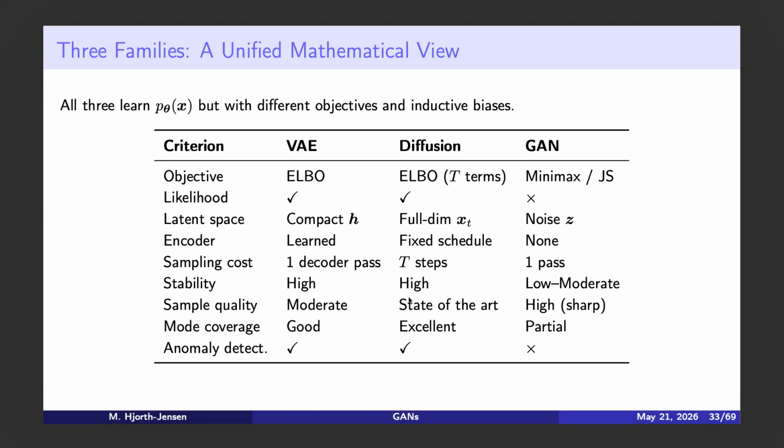The stability is normally high. With the GANs, it can be low to moderate. The sample quality, as you also saw from the variational autoencoder runs, can be moderate, sometimes not very impressive if you train a small model. Whereas with diffusion, it's what we normally call state-of-the-art, if you want to, let's say, generate new images. However, diffusion models are expensive to train.